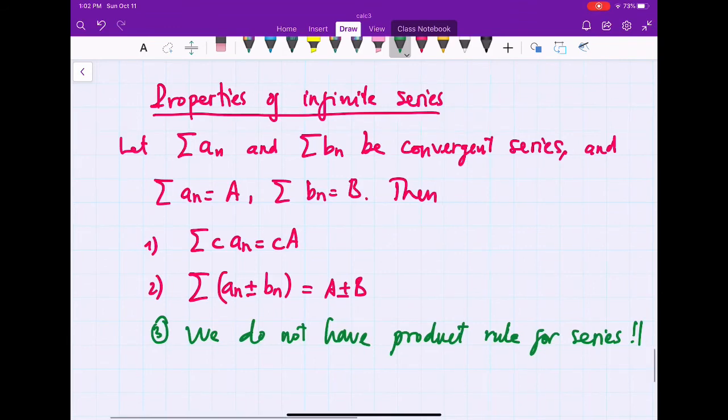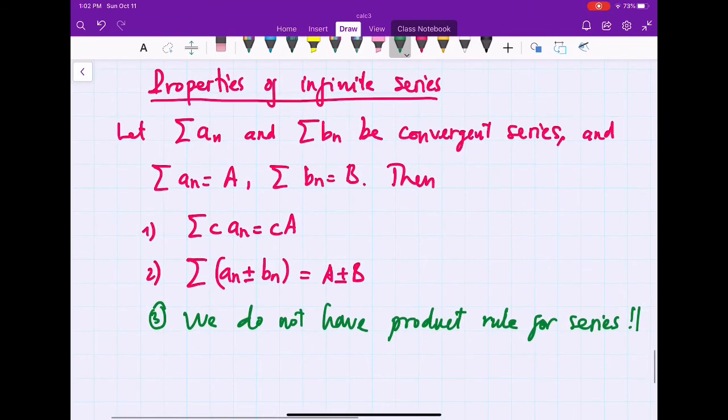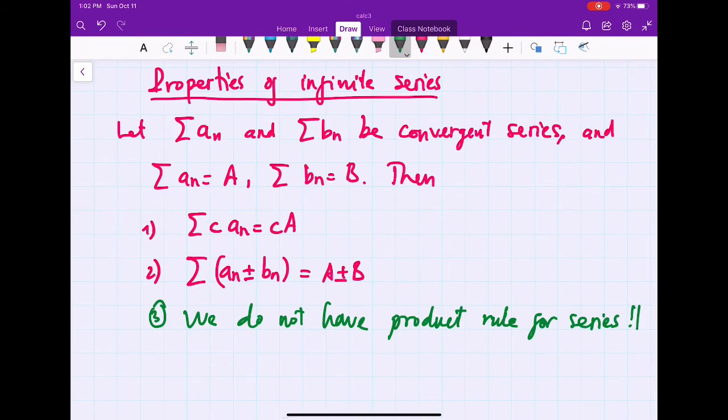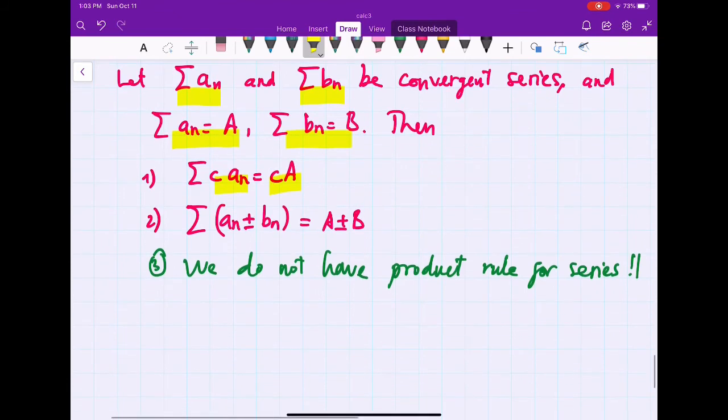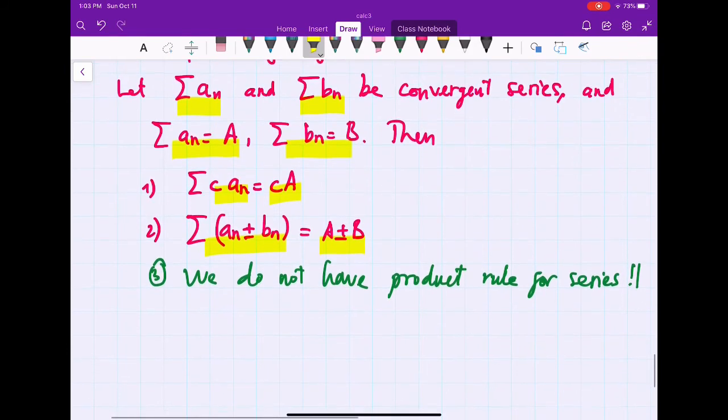Now let's consider some properties of infinite series. I would say that most of these properties are obvious from the properties of limits. So if you have two series, sum of an and sum of bn, and suppose that they are convergent, with the sum of an equal to A and the sum of bn equal to B, then if you multiply all terms of an by c, the sum of the new series is cA. And if you consider the sum or difference of these two series, you get A plus or minus B. These properties are true in case the two series are convergent.